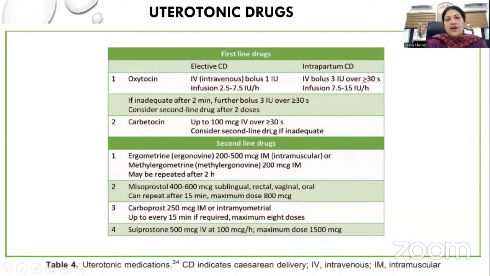Consider second-line drugs if inadequate effect is seen. Second-line drugs are ergometrine, which can be given intramuscularly, but it has to be avoided in patients with preeclampsia or eclampsia. Then misoprostol and carboprost, they can be given intramuscularly.